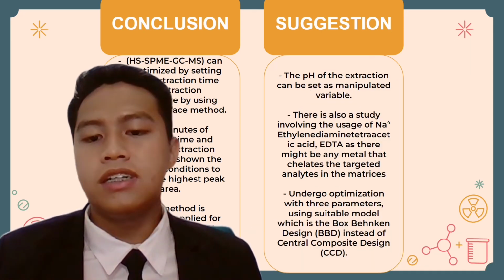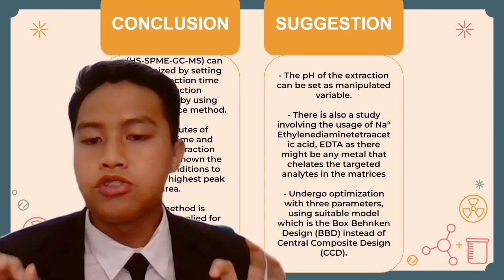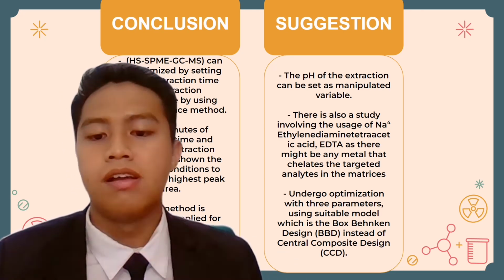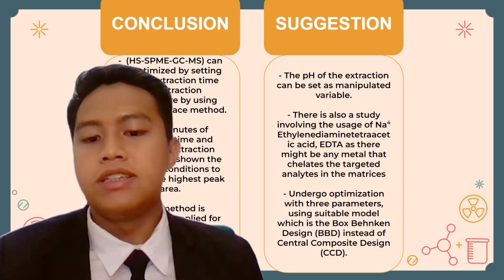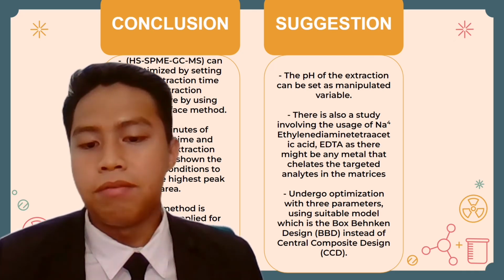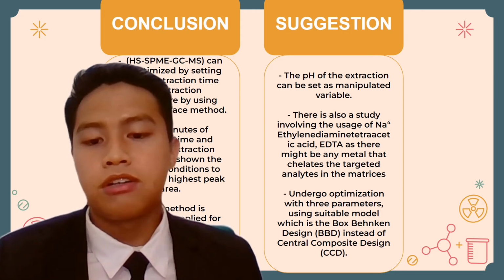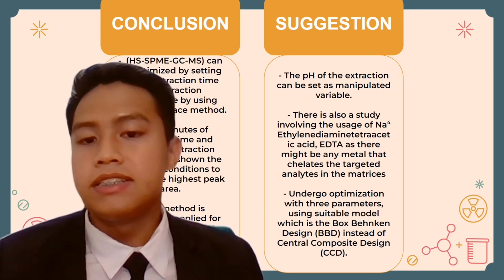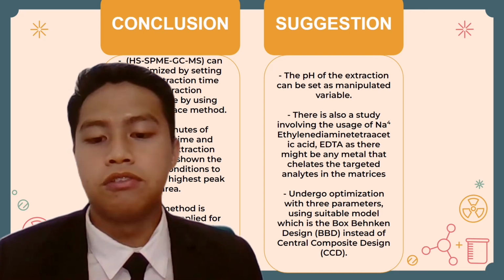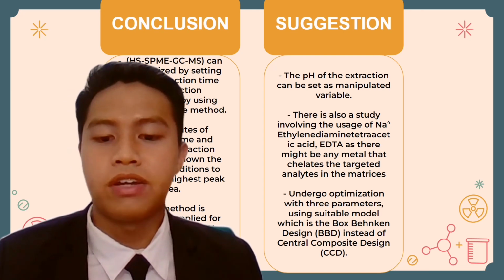My suggestion for future research is that the pH of the extraction can also be used as a manipulated variable and undergo optimization with 3 parameters. This will need a BBD, which is Box-Behnken design, instead of using CCD, which only uses interaction between two factors.